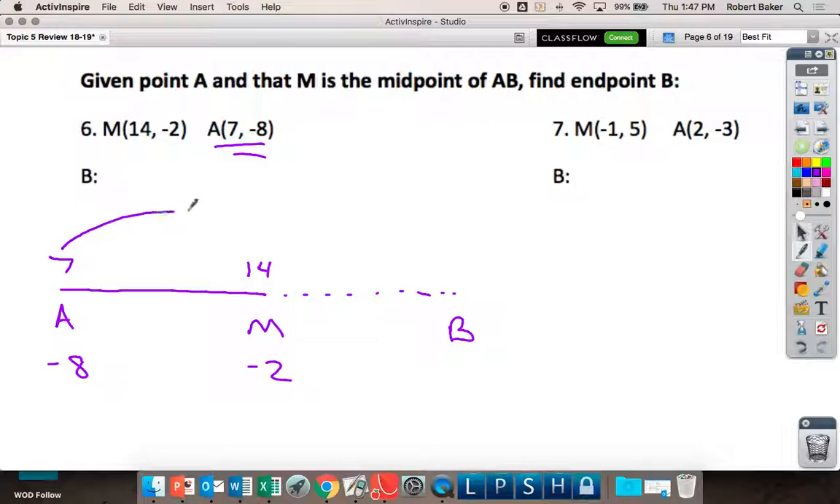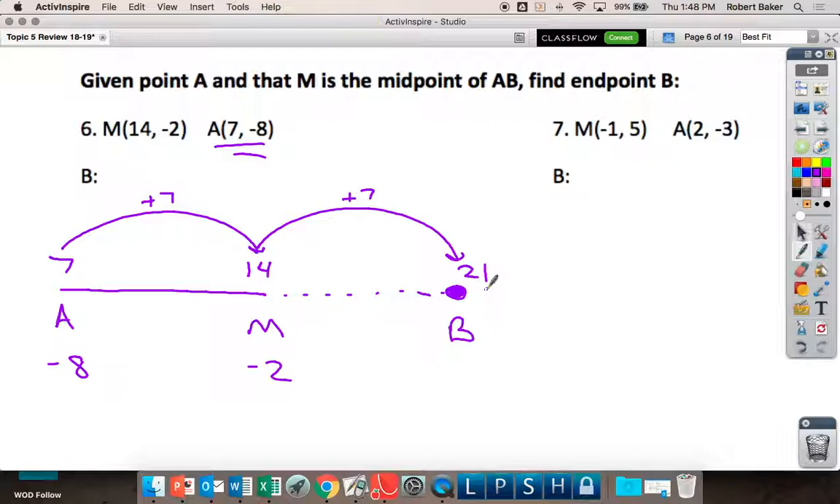I want to go from here to the midpoint and do the same thing to get to the other endpoint. So how do I get from 7 to 14? Add 7. So I go from here plus 7, I get 14. So I want to do the exact same thing, go from here and do plus 7. So 7 plus 7 is 14. 14 plus 7 is 21.